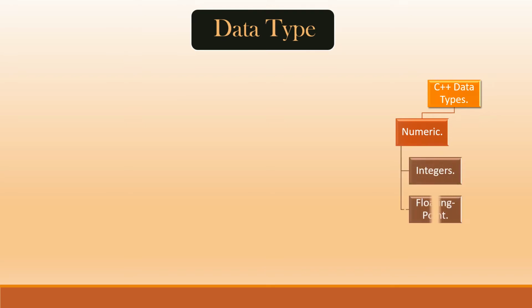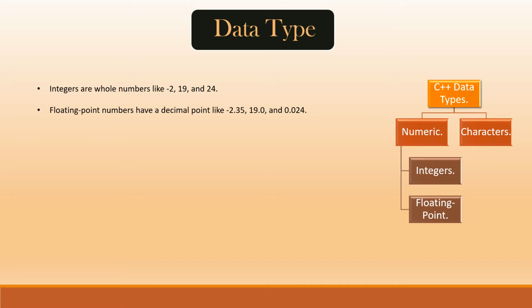Although C++ offers many data types, in the very broad sense there are only two categories. First one is numeric. Numeric data types are broken into two additional categories, integers and floating point. Another type is character. Integers are whole numbers like -2, 19 and 24. And floating point numbers have a decimal point like -2.35, 19.0 and 0.024. Additionally, the integer and floating point data types are broken into even more classifications.